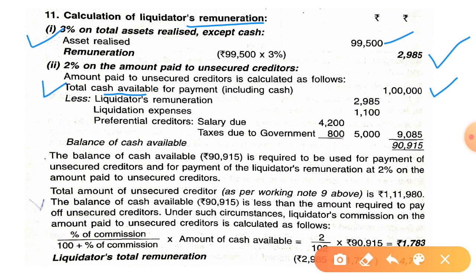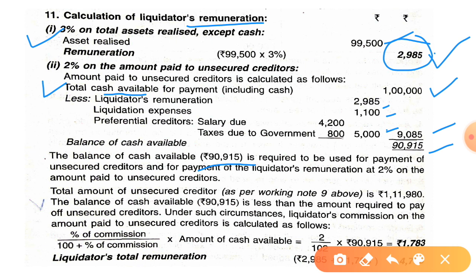What we have calculated previously, 2,985, this we have to take. Then liquidation expenses we have to take. Then preferential creditors 4,200, salary due, that is 4 months salary, and taxes due. So total 5,000, right? Now what are we supposed to do? These many payments we have to make. So total of this is 9,085. From 1 lakh you are deducting this, so it is 90,915. Now the cash available is 90,915, right?